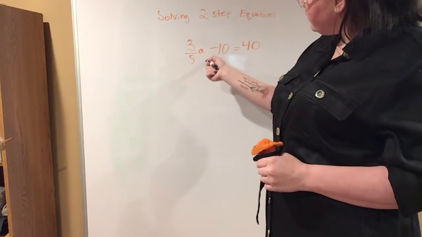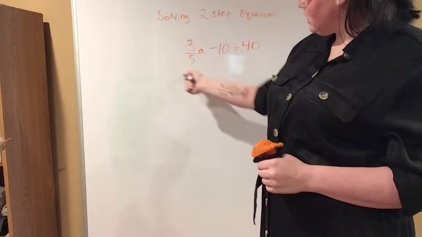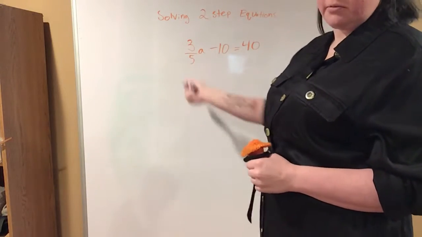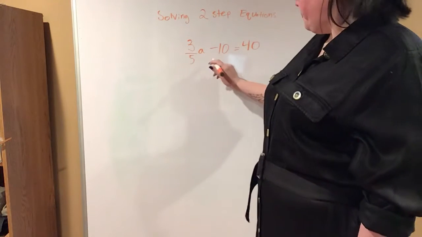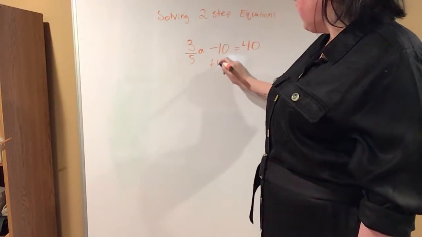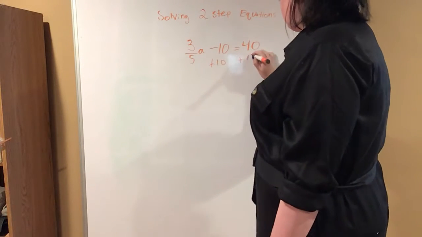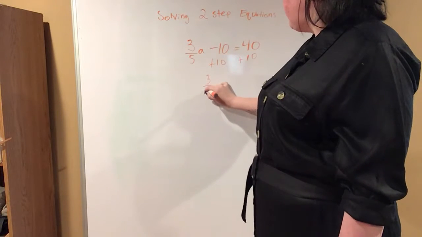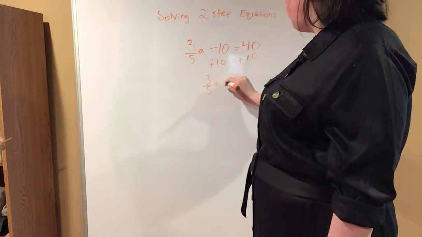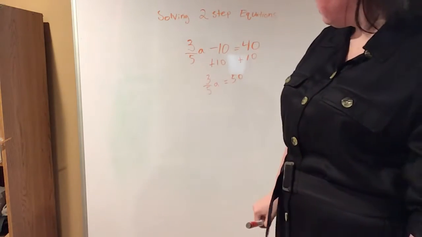Well, we have to get rid of this guy first. He's not directly connected to this 3/5, right? So I'm going to add my 10. Okay, I'm going to add 10 to both sides. So now we have 3/5 a equals 50, right?